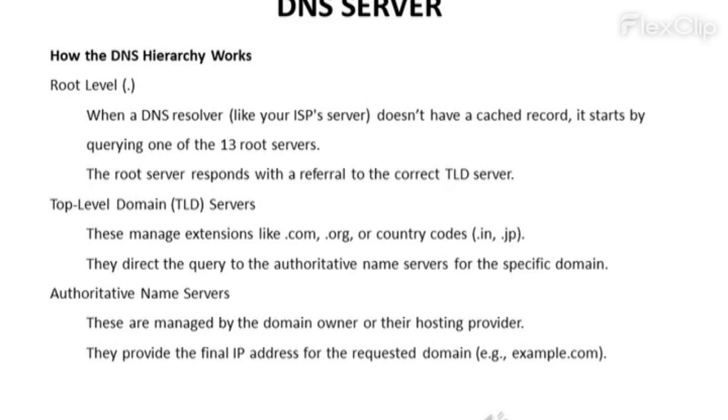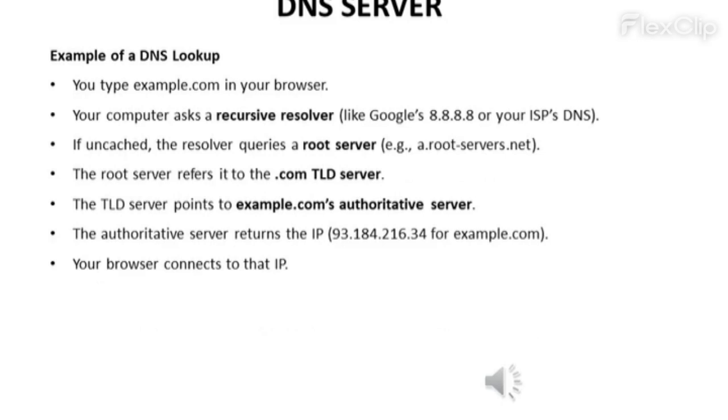So what are the common types of DNS records we have? We have the A record, the AAAA record, the CNAME, the MX record, and the TXT record. I won't be delving into that fully. So an example of a DNS lookup is you type your domain name, it asks the recursive resolver, which checks its cache. If not, it goes to the TLD server. The TLD server points to the authoritative server. The authoritative server returns the IP address, and your browser connects.